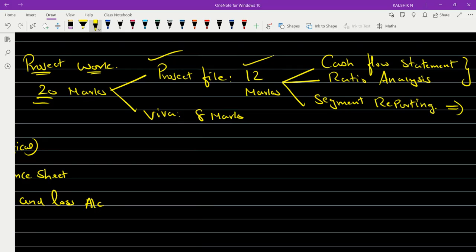Apart from that, if you want to use any other color, you're most welcome to use it, not an issue, but don't use red or green. When you're doing your project work, do not use red or green to write anything as a heading or to do any calculations. Avoid those two colors, it is not permitted. So you can use black and blue, black for side headings and blue for the main content, or vice versa as you feel. But nevertheless, don't use red and green, as they should be used by the respective authorities.